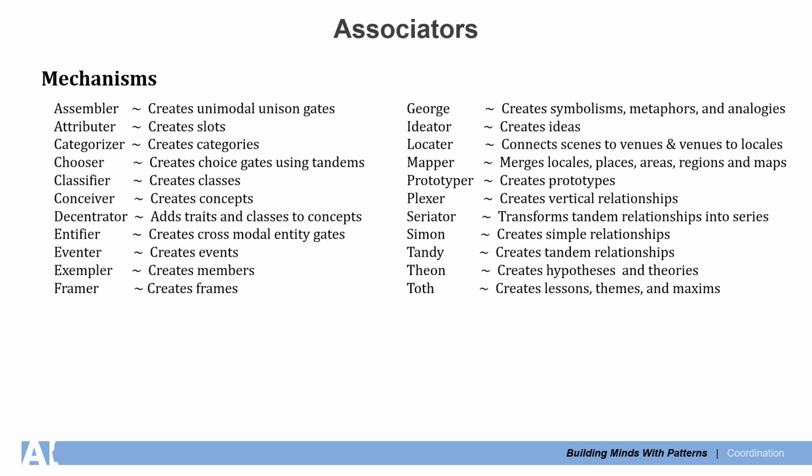The prototyper creates prototypes. The plexer creates vertical relationships. The seriator transforms tandem relationships into series. Simon creates simple relationships. Tandy creates tandem relationships. Dion creates hypotheses and theories. Toth creates lessons, themes, and maxims.